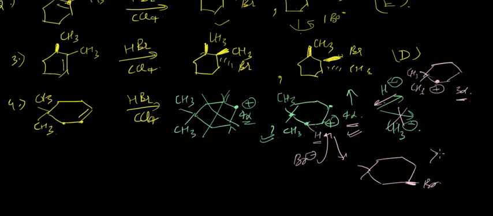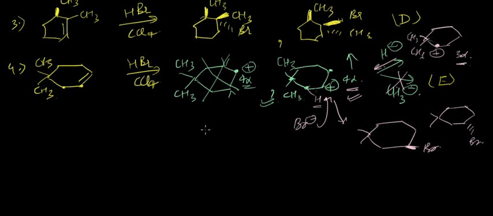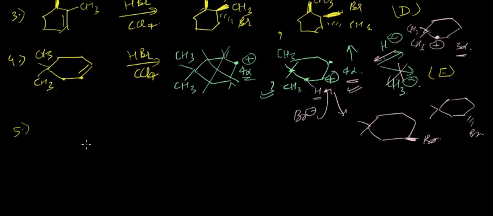So this and this would be, so the mixture is racemic, or they are enantiomers. Let's look at the fifth example. Here we have a double bond, CH3 here and CH3 here.